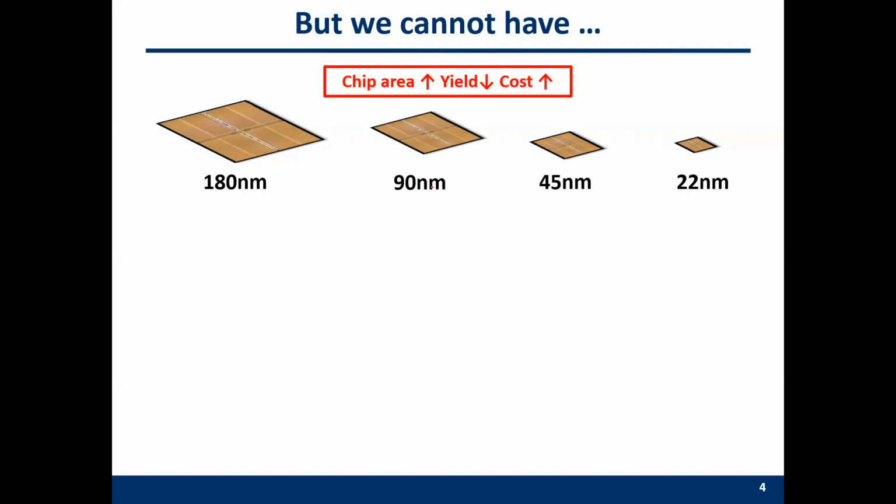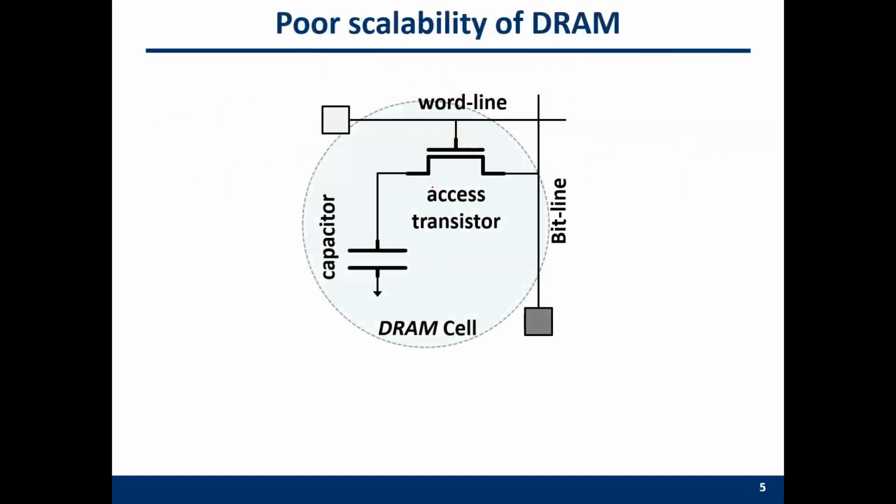Back to our course, we have smaller gates. We have a smaller inverter, smaller access transistor. So in this way, we can make the chip area smaller, although we need a larger capacity DRAM or cache. Unfortunately, now we cannot keep that trend anymore. Why? Because of the poor scalability of DRAM.